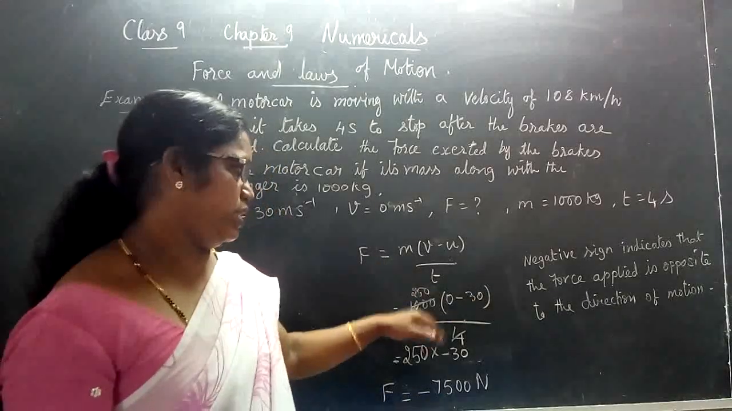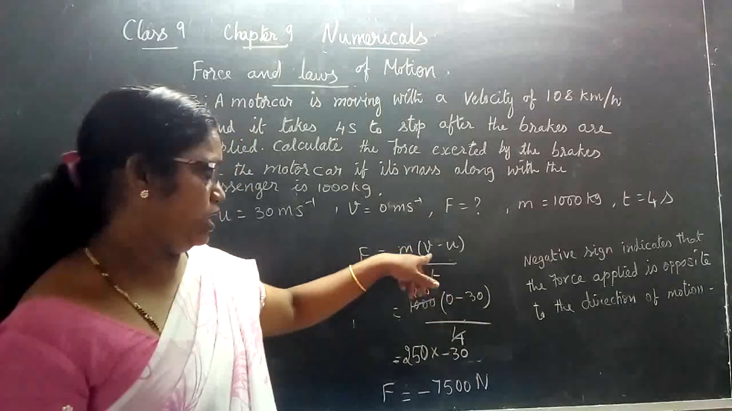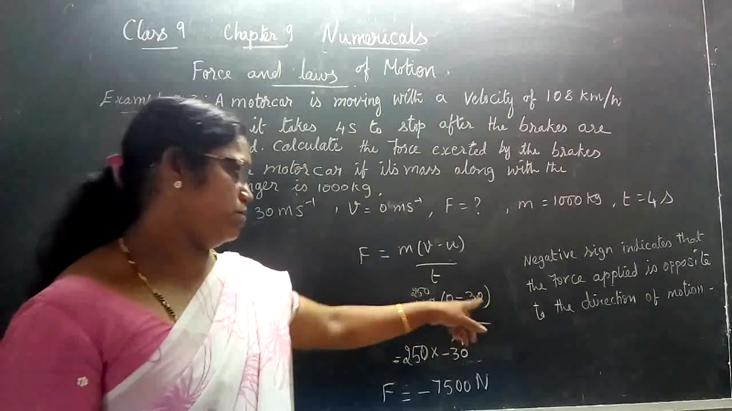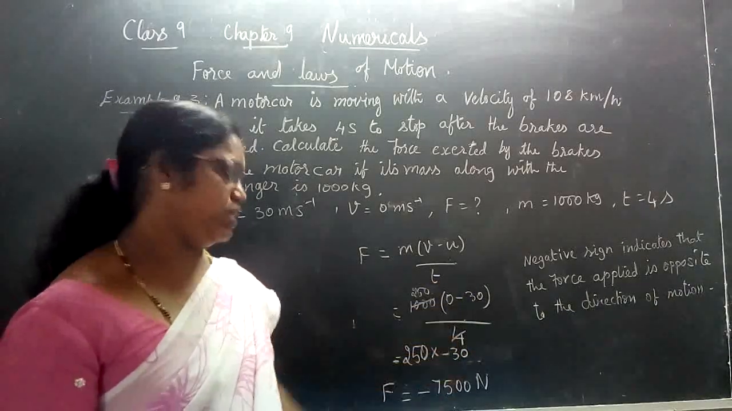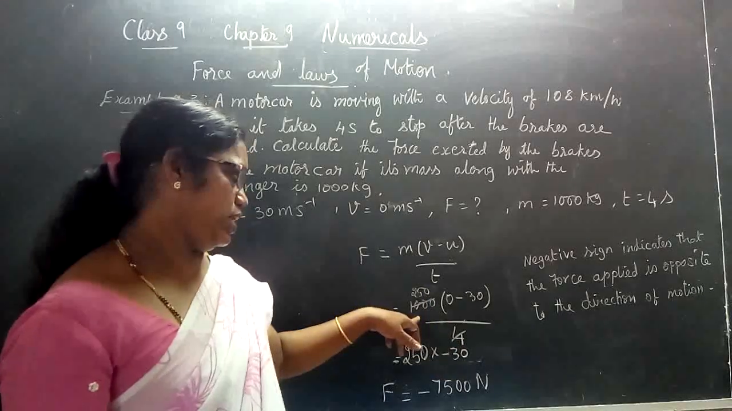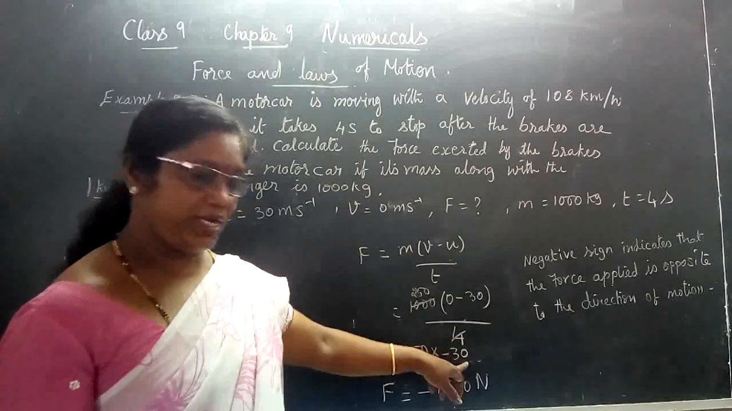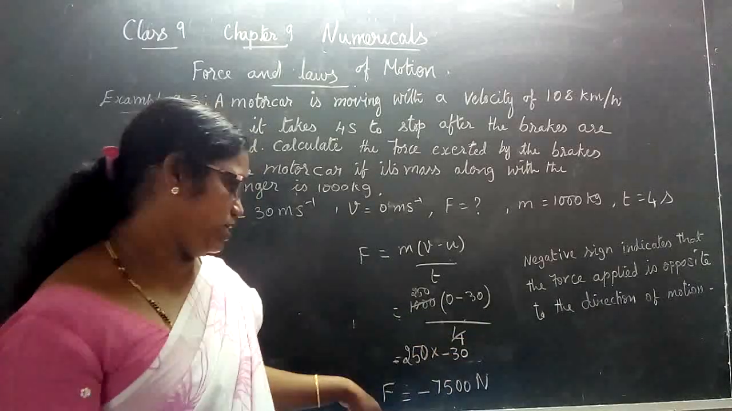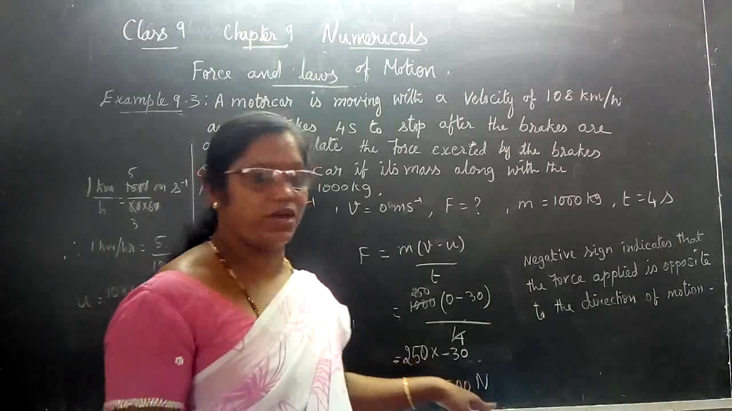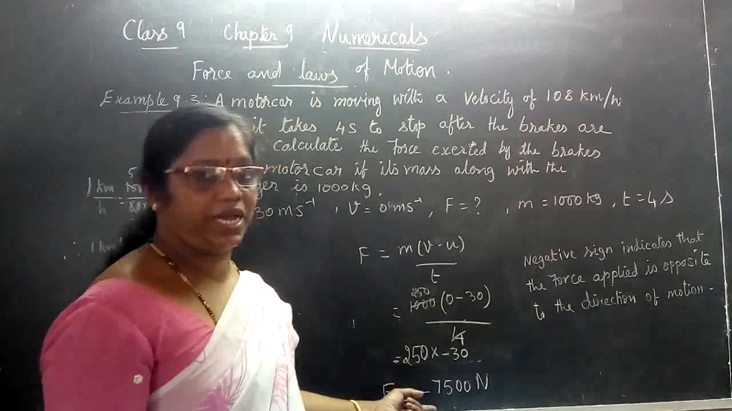m is 1000. Initial velocity we have is 30, but the final velocity is 0. Hence, 0 minus 30 divided by the time, which is 4 seconds. 4 250s are 1000, so 1000 into 250 into (0 minus 30) gives you minus 30, and when you multiply this, the force applied is minus 7500 Newton. So, here we get a negative value.